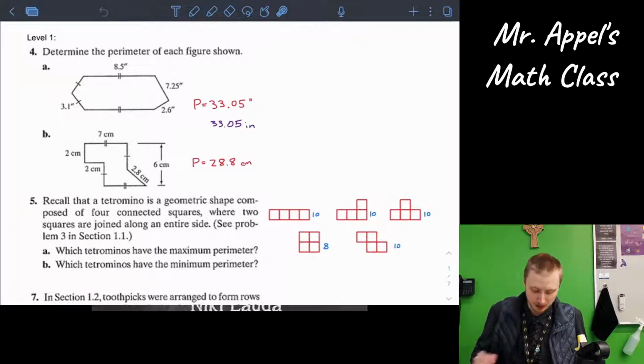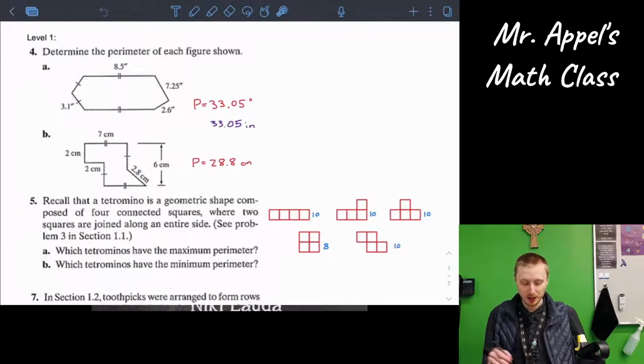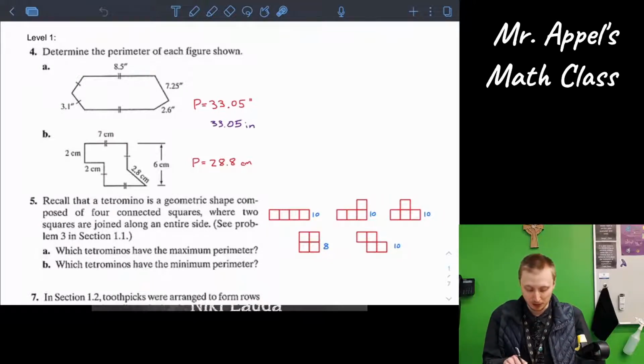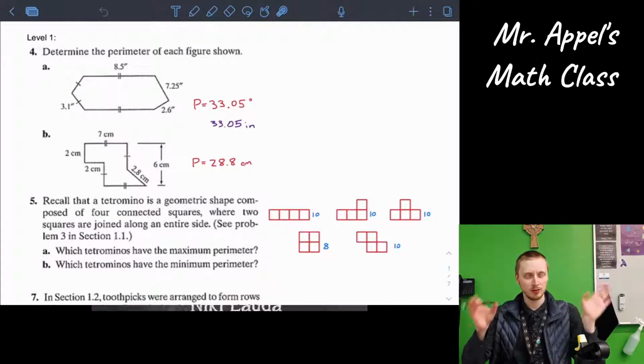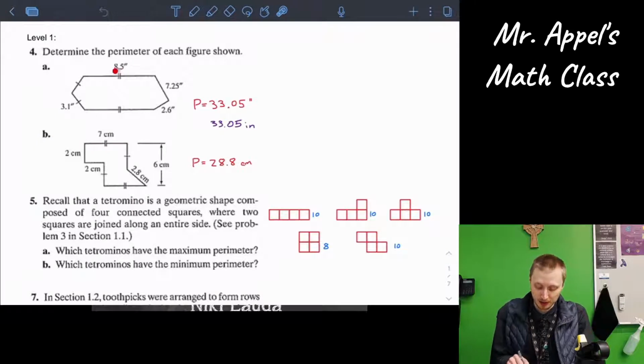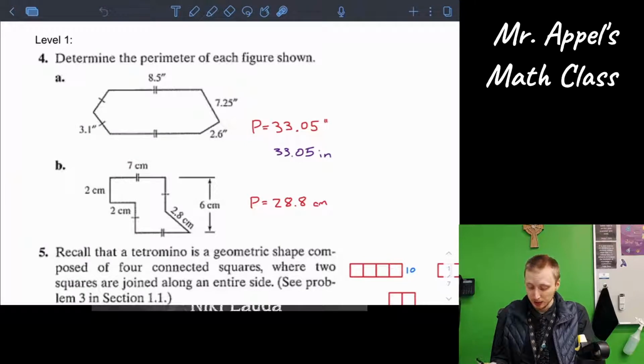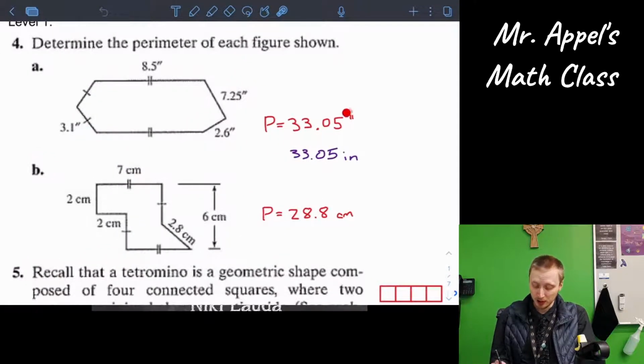Starting with level 1. Here we're just determining the perimeter of each figure shown, just basic types of shapes. Well, okay, not that basic of shapes. But one step above just ordinary rectangles. We got some funky irregular hexagons and 1, 2, 3, 4, 5, 6 septagons here, right? But it's still all the same stuff. Add up all of their sides. Make sure you include the appropriate units. This is a shorthand for inches, so you can write that either way.